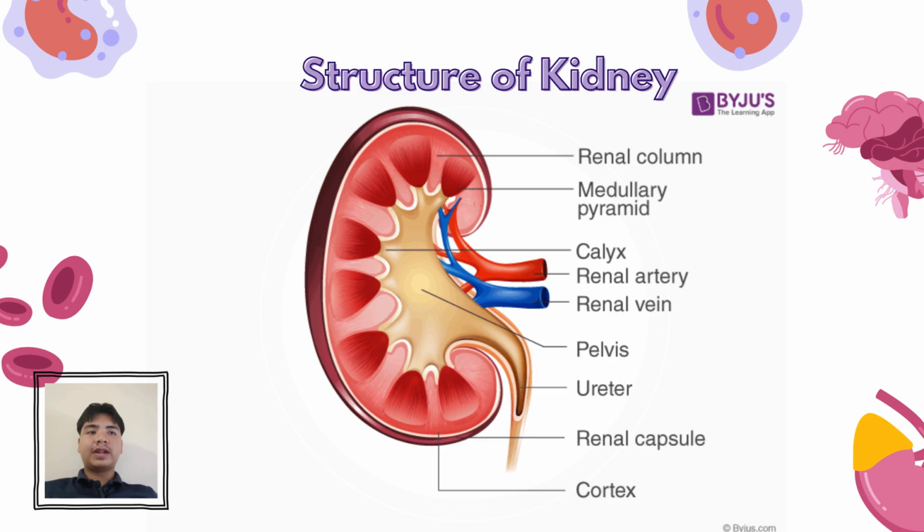The kidney also has the renal capsule that protects the kidney from injury and infection. And lastly, it has the cortex that contains most of the nephrons and performs filtration of blood.